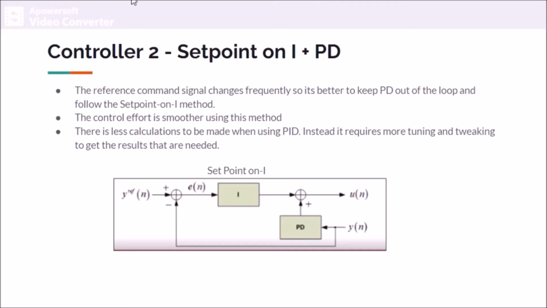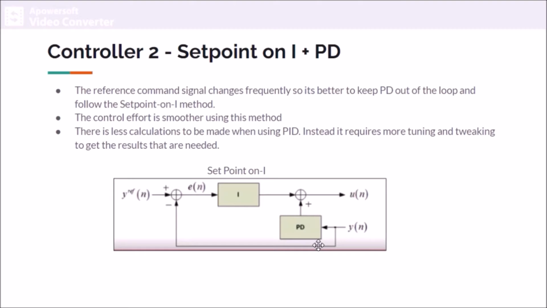The reference command signal changes frequently, so that's why we separated the PID controller. The lower block is only a proportional derivative controller, and the upper one is only an integral controller with zero proportional and derivative terms. The reason we did that is that the integral action always acts on the error, but the derivative action always acts on the process variable, or the output of the system itself.